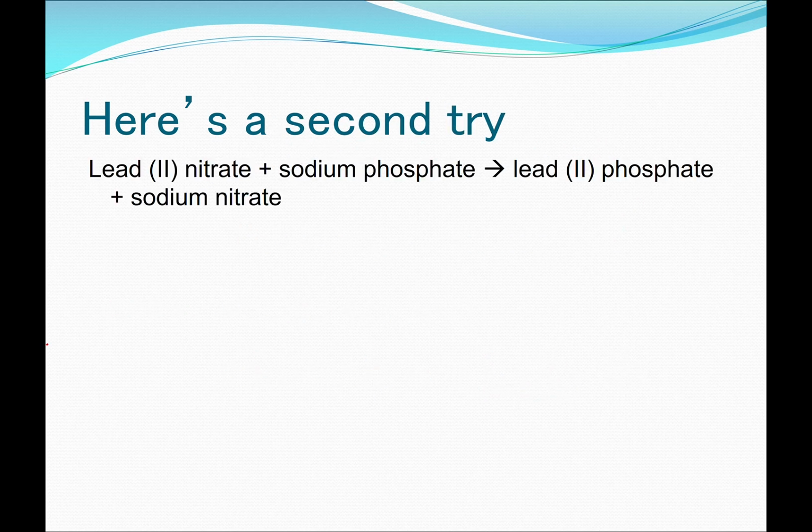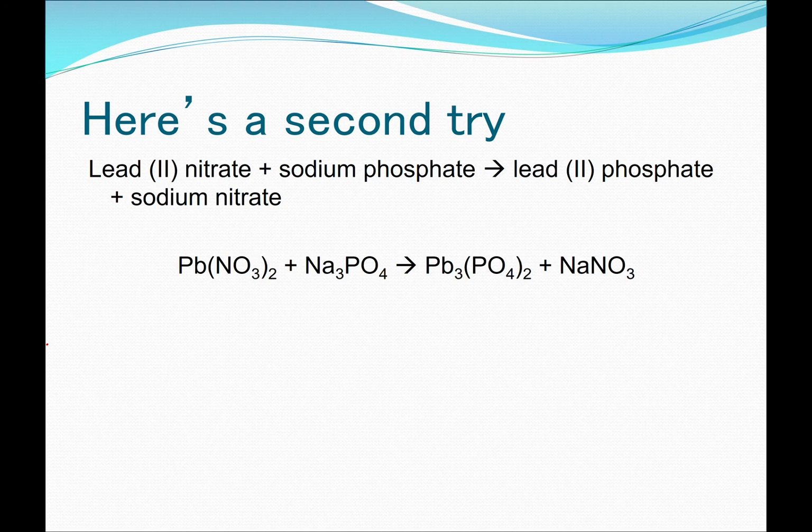Try it again. Feel free to pause this video and convert these over to symbols. Lead 2 nitrate plus sodium phosphate yields lead 2 phosphate and sodium nitrate. Putting that into a formula, we have this big huge mess, or it looks like a big huge mess, listed here. Start by checking your numbers. We start with 1 lead, 3 leads, 1 sodium, 3 sodiums, 1 phosphate. I'm going to treat that as 1 polyatomic. Over here we have 2 phosphates, and we have 1 nitrate, and here we have 2 nitrates.